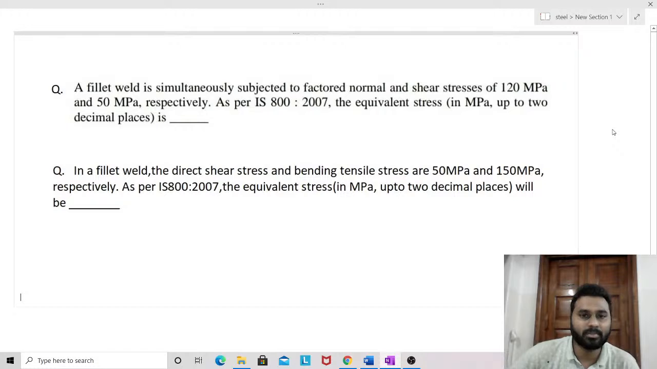There we have seen some previous year GATE questions. Of course, the most popular GATE questions, models that have been repeated a number of times. Whatever we discussed in the previous session, those are the most repeated models in GATE. Now here we are going to continue that session, that means welded connections part 2.